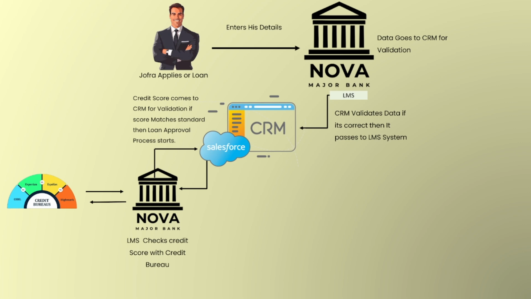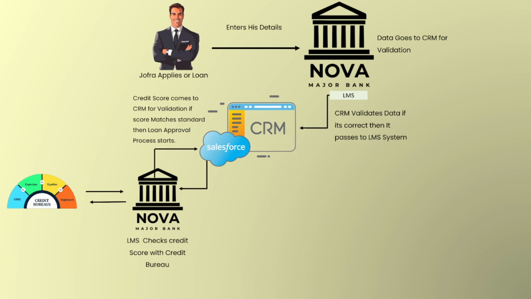That's the reason why Noah Major Bank is connected with other systems. Otherwise anyone can ask what is the need for Noah Major Bank to connect with other systems. So this is the reason. Once the CRM takes the decision that yes, Jofra has a good credit score and all other documents and data are fine, now let's approve the loan to Jofra.